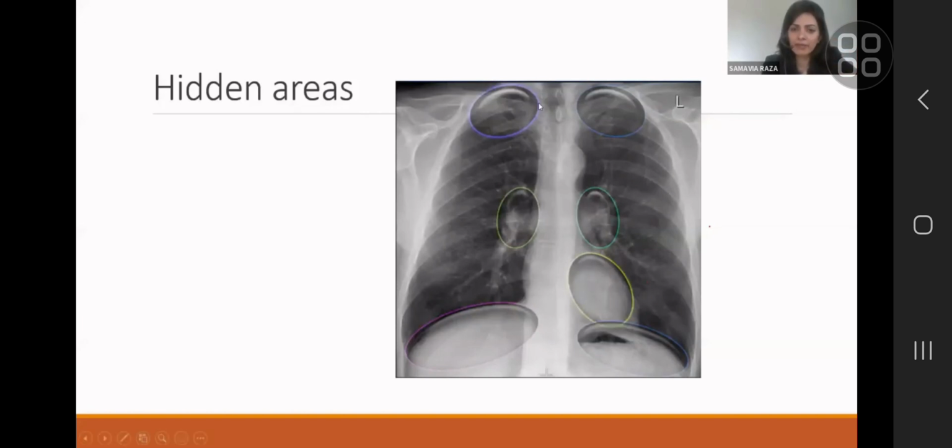So hidden areas again, the apices, the lungs at the bottom of the chest, behind the heart, and the hilum. This is undercalled, this is undercalled, and this is usually overcalled. I'll take a break here.